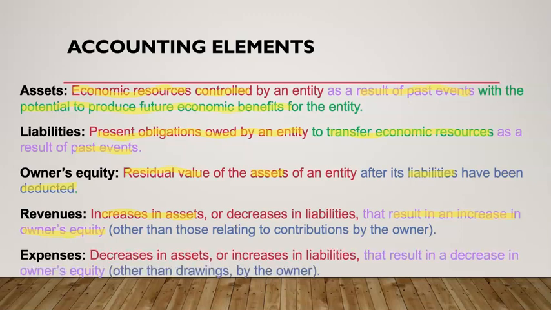Expenses are the opposite. We think of these as, I guess, bad things in a simplistic way, although we need these things to make money. We need to have expenses to make revenue. And these expenses are decreases in assets that result in a decrease in owner's equity. So we will come to these all the way through accounting, but these are our 5 accounting elements.